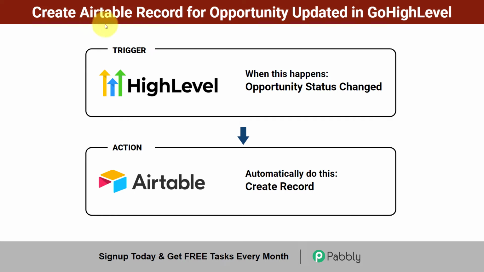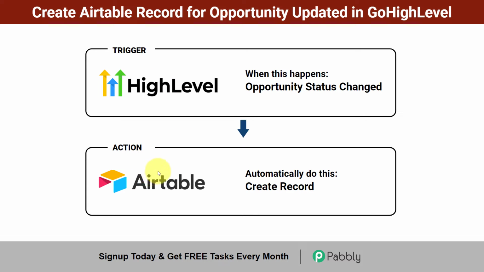How to create an Airtable record for an opportunity updated in GoHighLevel automatically. Suppose you have created a new opportunity in HighLevel, and whenever the status of that opportunity gets changed, I will show you how you can create a record automatically in Airtable. Creating a record means adding the details of that opportunity in Airtable, including the customer name, opportunity status, even the pipeline name. Want to learn how you can also sync your HighLevel CRM data with Airtable?